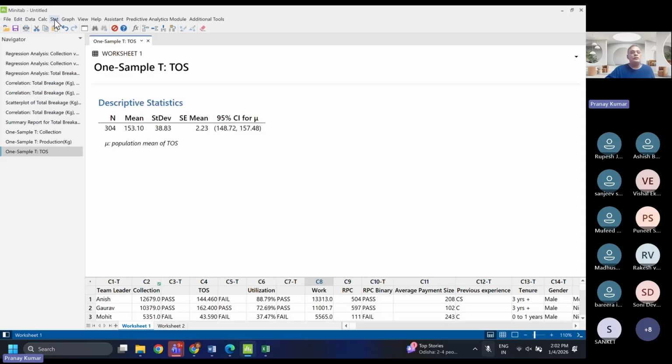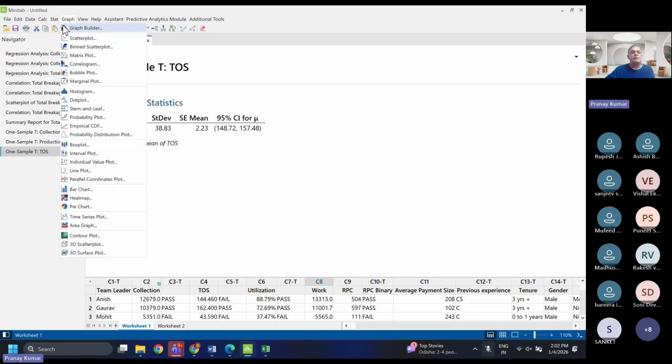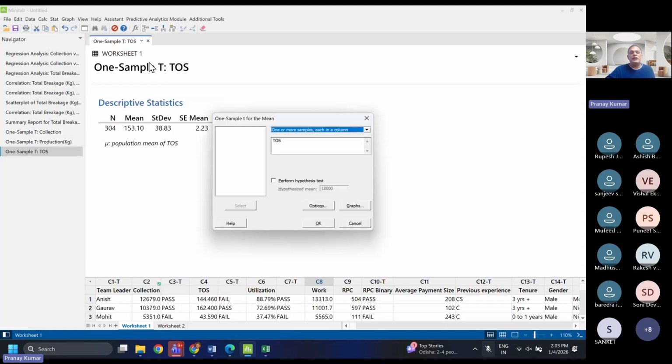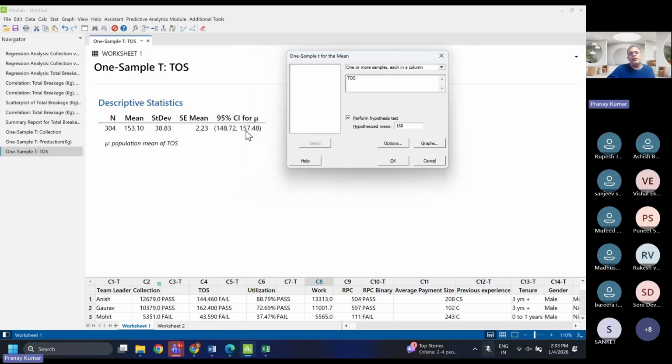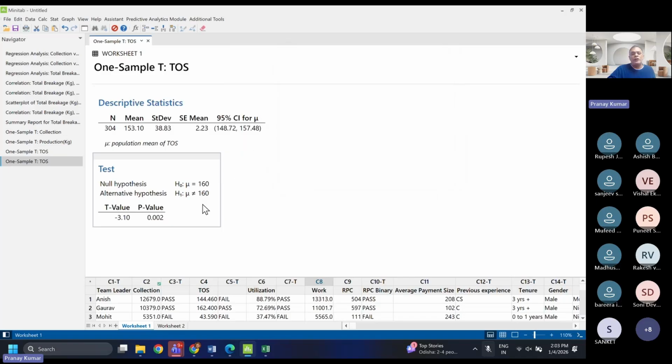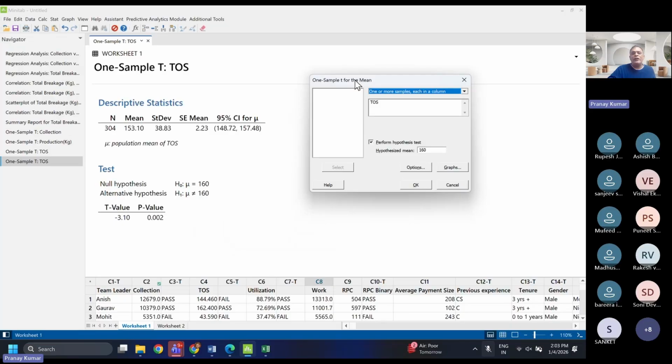While if you want to check it against a standard, stats, basic stats, one sample T, EOS, compare it against, let's say, 160. Now look at one thing very carefully. What are you doing currently? 148 to 157, correct? If the target is 160, what do you think will happen? If you have chosen a value which is outside the confidence interval, it will be alternate hypothesis. If you use any value that is between them, give me a value that is between them. People choosing 155 right now.